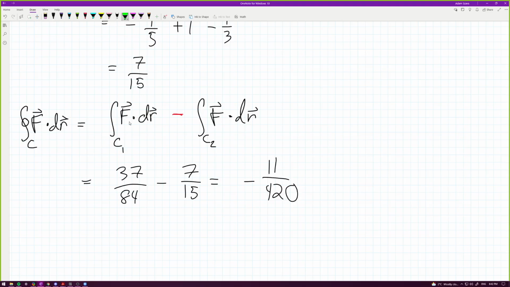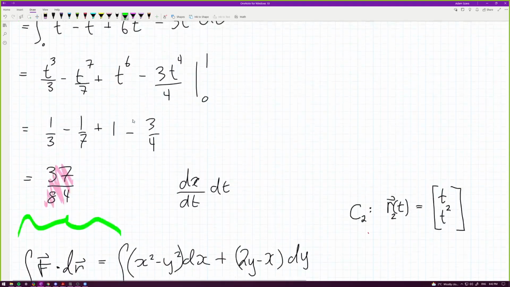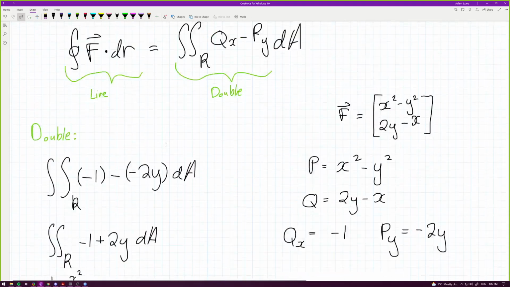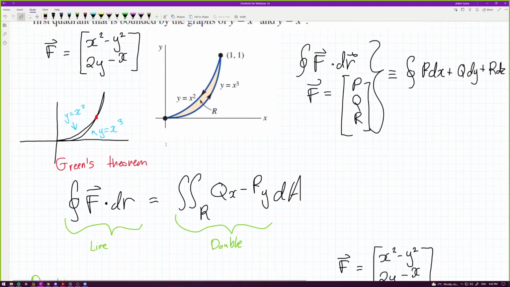And the reason this is anything special is because that is exactly the answer we got when we did Green's theorem with the double integral. Negative 11 over 420. So we did it right. And so there we go. We verified Green's theorem by looking at how the left side and the right side in this particular example evaluate to the same thing when you go through it.